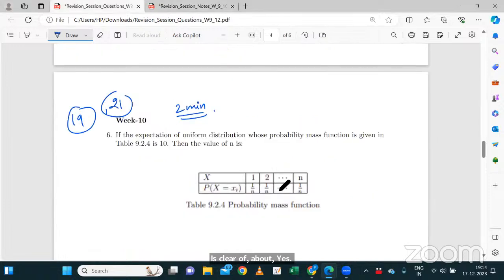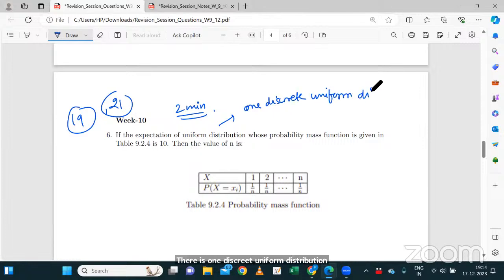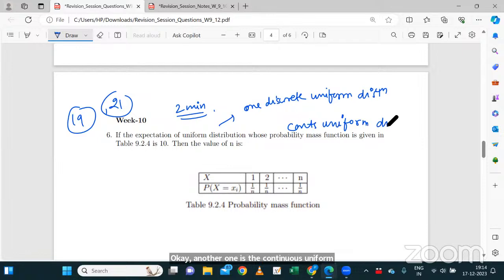So this question was related to the expectation of uniform distribution. There are two kinds of uniform distribution. One is the discrete uniform distribution. Another one is the continuous uniform distribution. We are not going to study continuous this week; the continuous uniform distribution is covered in week 12. So this is discrete uniform.